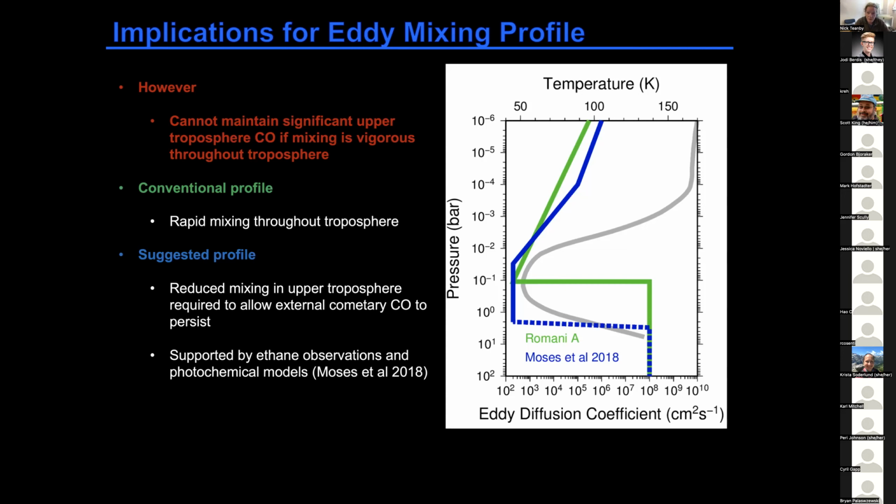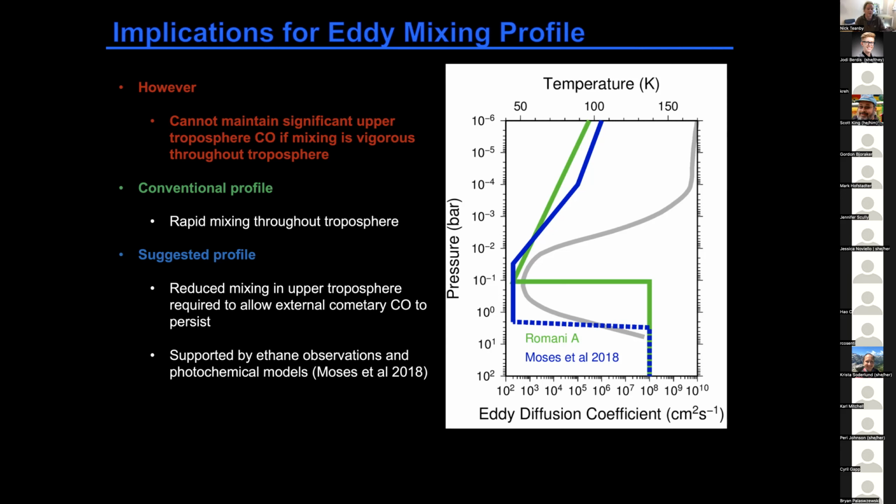So if that's getting put forward as an explanation, and I'm saying there's not a lot of CO in the deep troposphere, does that cause any issues? Well, it causes one issue. If we're having this mixing profile, which is the usual mixing profile, we've got rapid mixing throughout the troposphere. And if we have that, we're not going to be able to maintain any significant CO abundance in the upper troposphere if it's only sourced from an ancient comet.